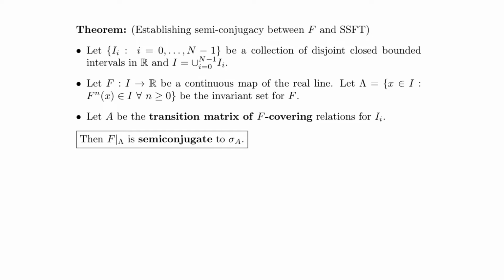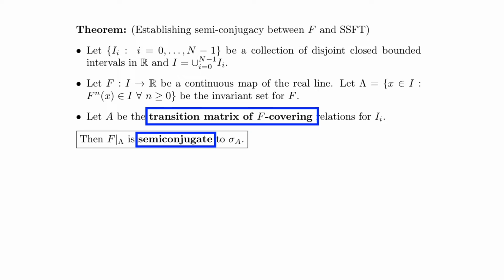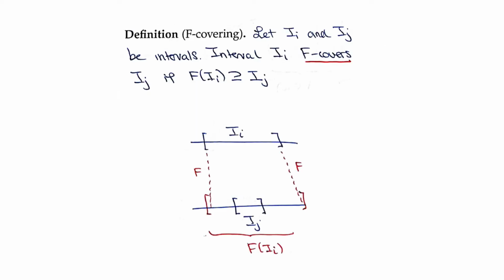There are essentially three pieces we need before we can prove the theorem. The first is to show what an F covering is, the second is to define what a semi-conjugacy is, and the third is an important lemma. I've written I and J here. First, we say that the interval I, F covers the interval J if F of I literally covers J, or if you like, J is a subset of F of I.